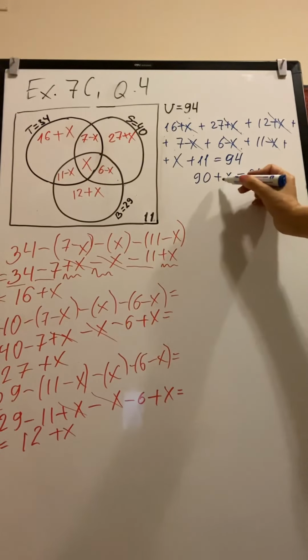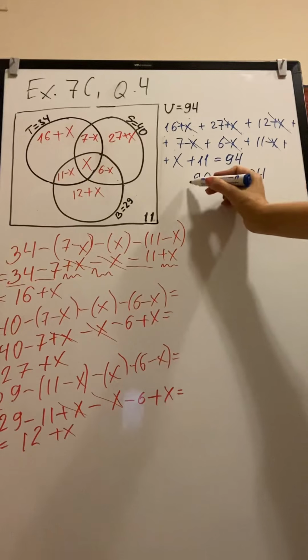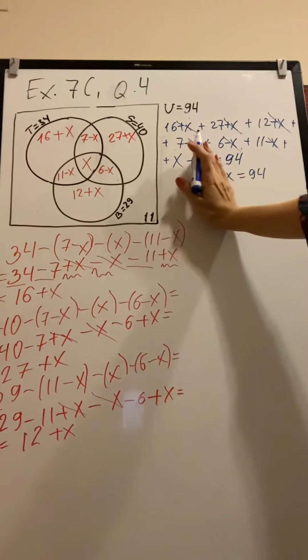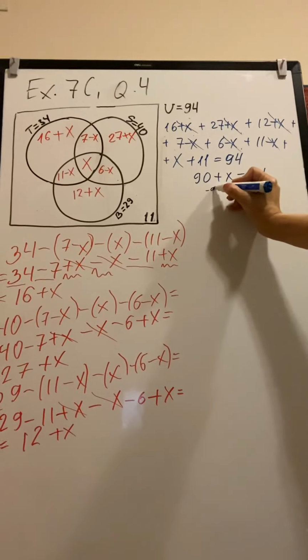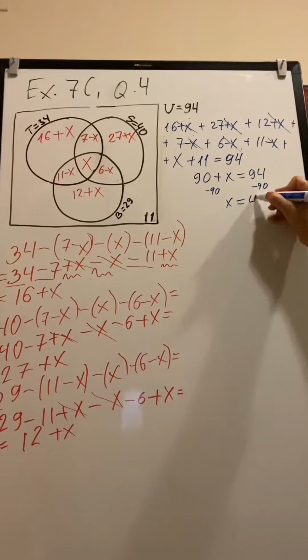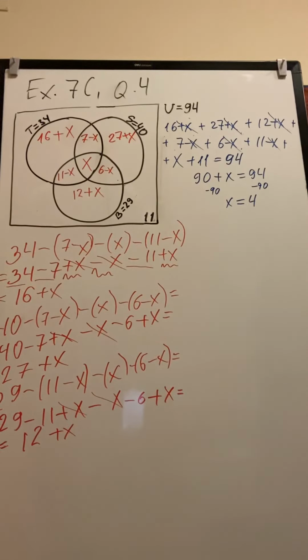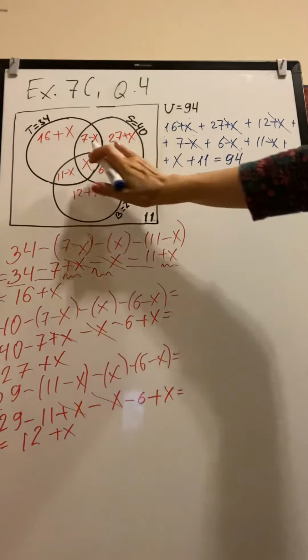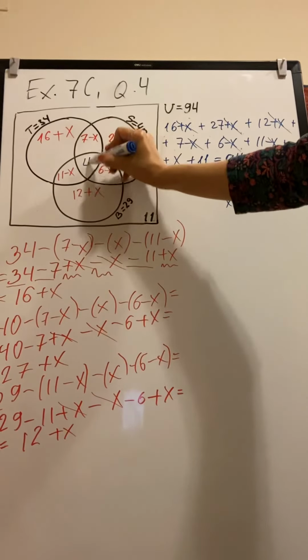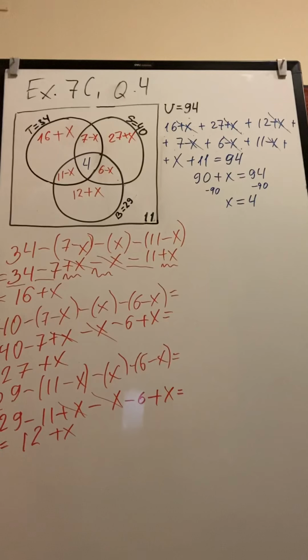Now we need to isolate x. What do we do? We need to subtract 90 from both sides so that I don't see that 90 anymore there. So minus 90 here and minus 90 there. X equals 4. Excellent. Well, x equals 4. I'm going to erase that x now. In the middle, we found the very center, the overlap of all 3 circles.